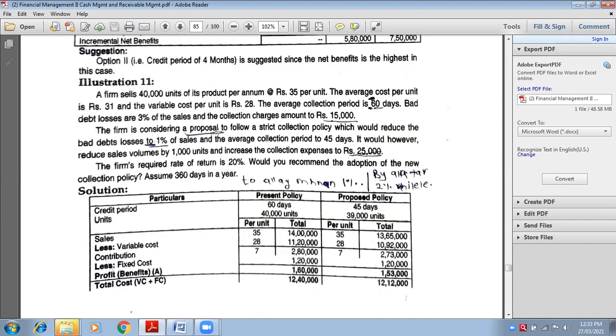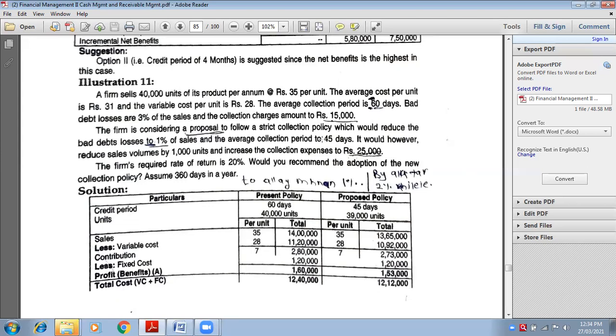The firm is considering a proposal, meaning plan 1, to follow a strict collection policy. They were giving customers a 60 day credit period, but now they want to make it strict. That means they want to reduce the number of days, which would reduce the bad debt losses to 1%. Because they are decreasing the number of days, bad debts will also come down. Earlier bad debts were 3%, now they will be 1%. It is a proposal, it is an estimation. 1% of sales will be bad debts and the average collection period will be brought down to 45 days.